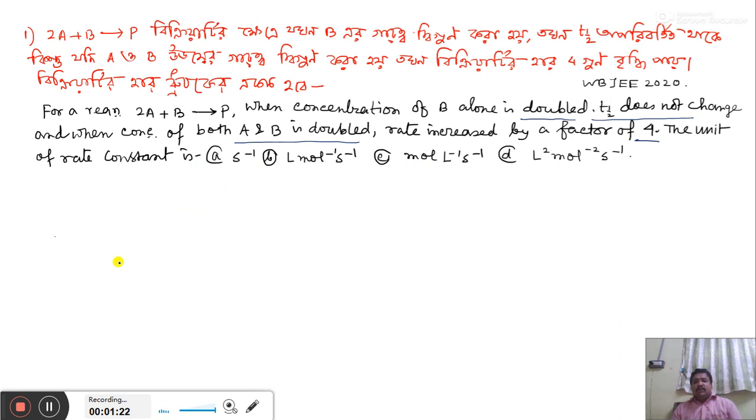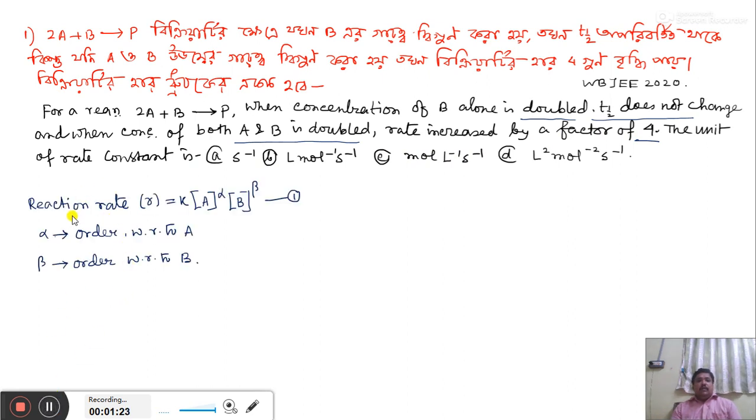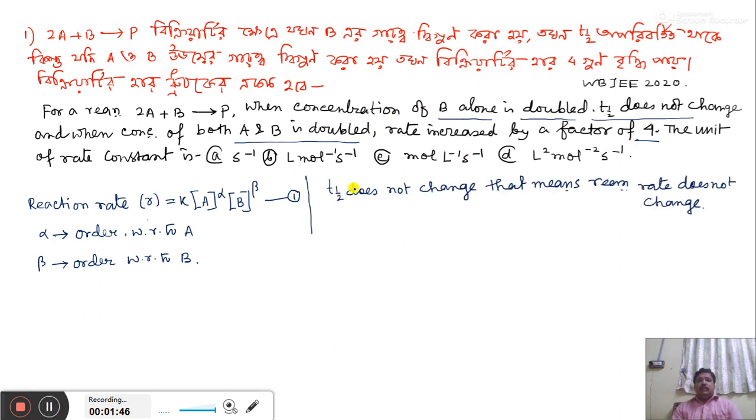Here we can write the reaction rate R is equal to K into A to the power alpha into B to the power beta, where alpha is the order of the reaction with respect to A and beta is the order of the reaction with respect to B, and K is the rate constant. For the first observation, when B is doubled, T half does not change. Now we know T half does not change, that means reaction rate does not change.